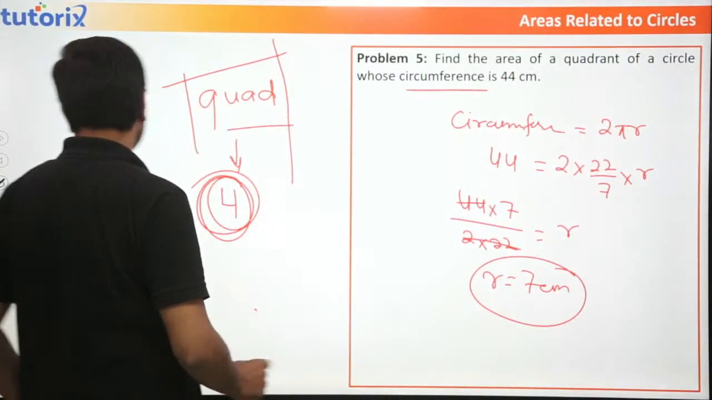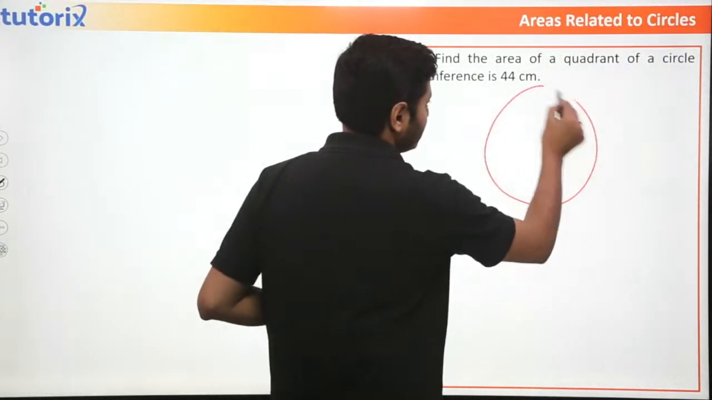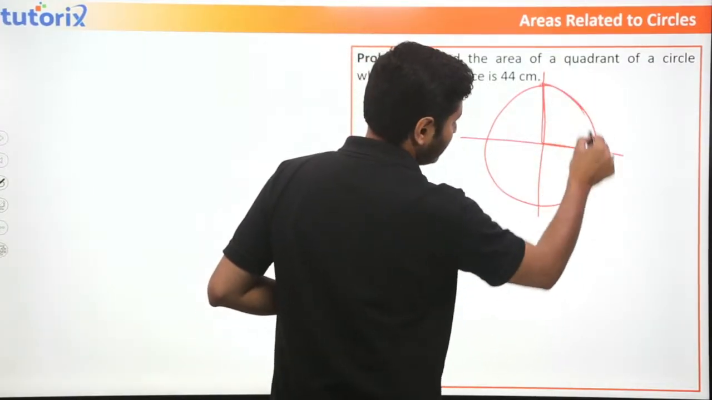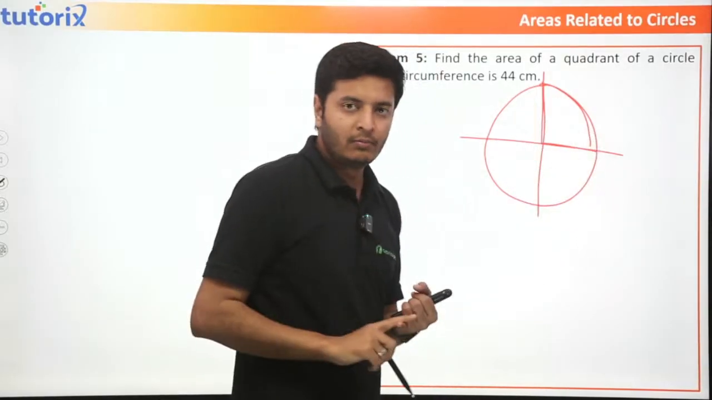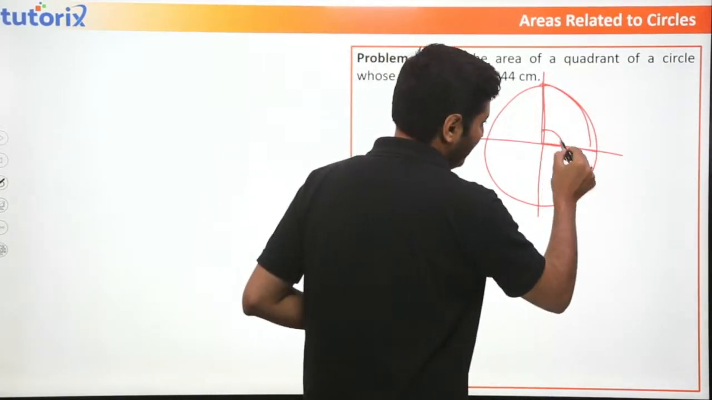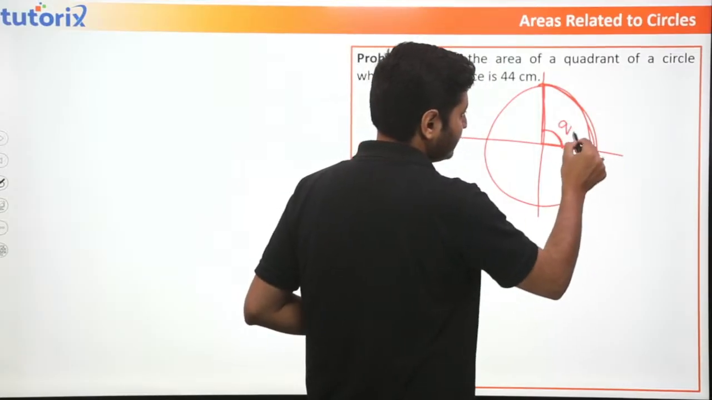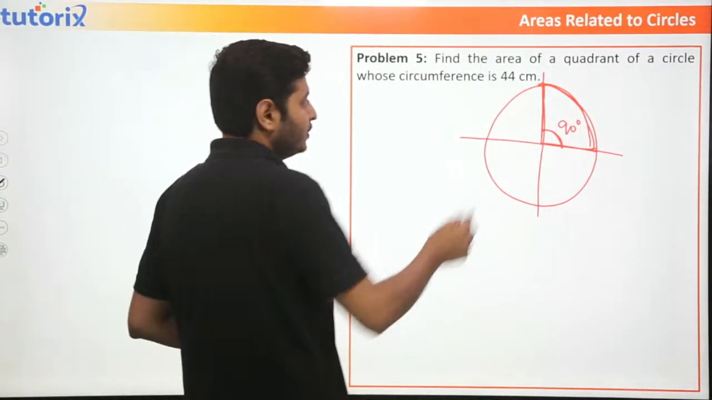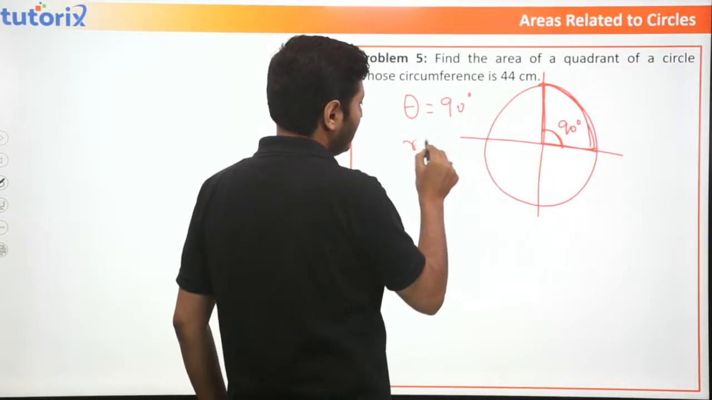Find the area of the quadrant. Quadrant means 1/4 of something. This is one quadrant, correct? So if I am dividing a circle into 4 equal parts, then the angle of this sector or this quadrant is 90 degree. 360 by 4, that is 90 degree. So it means theta is 90 degree and r is 7 centimeter.